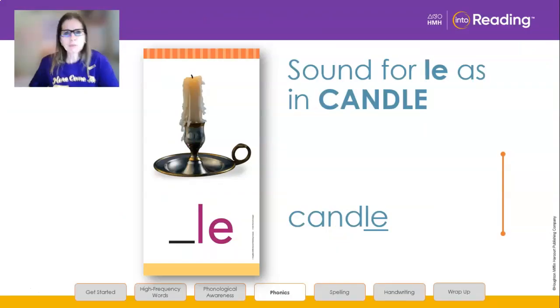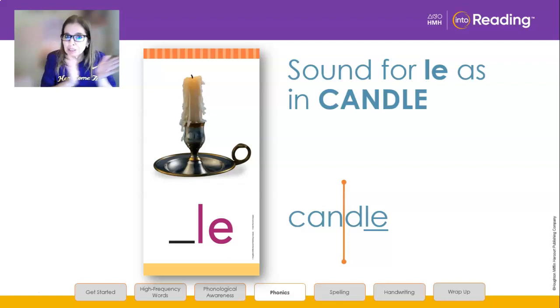So, remember that different consonants can form a syllable with LE at the end. We divide these words so that the consonant stays with the LE at the end. Look at the picture and the word. The picture is a candle. Say the word. Let's divide this word into syllables. The first syllable has a closed pattern and a short vowel sound. What's the first syllable? Can.